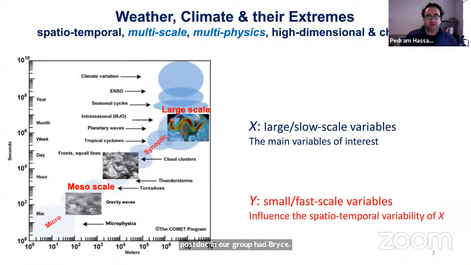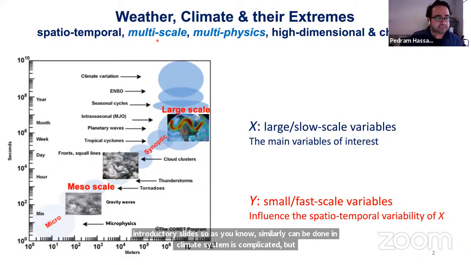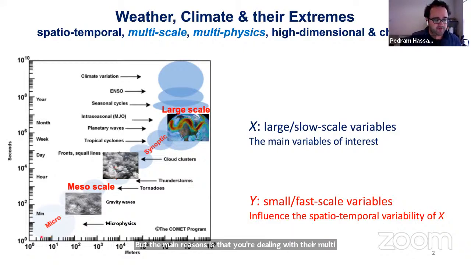So we already had a lot of great presentations, so I'm going to very quickly go to my introductory slides. So as you know, simulating weather and climate systems is complicated. One of the main reasons is that we are dealing with a multi-scale system. This cartoon here just reminds us of the broad range of length scales and time scales that we are dealing with in the atmosphere alone.